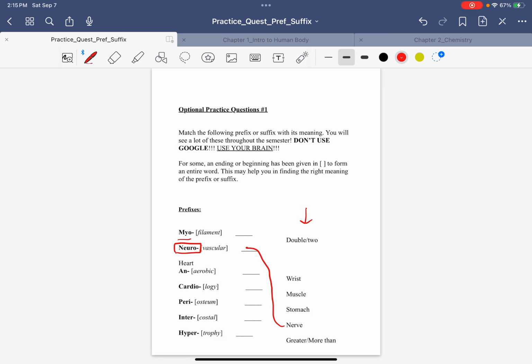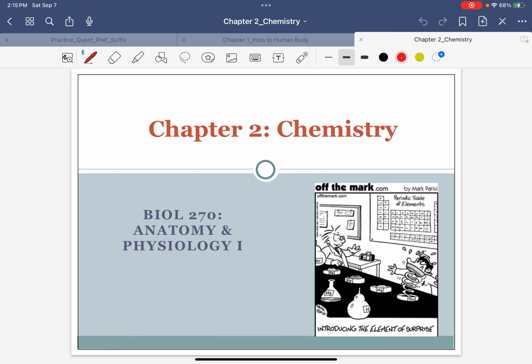And by the way, don't Google these. That's not the point. The idea is to look at the prefix or suffix and think, and then try and pair it. All right, here we go.